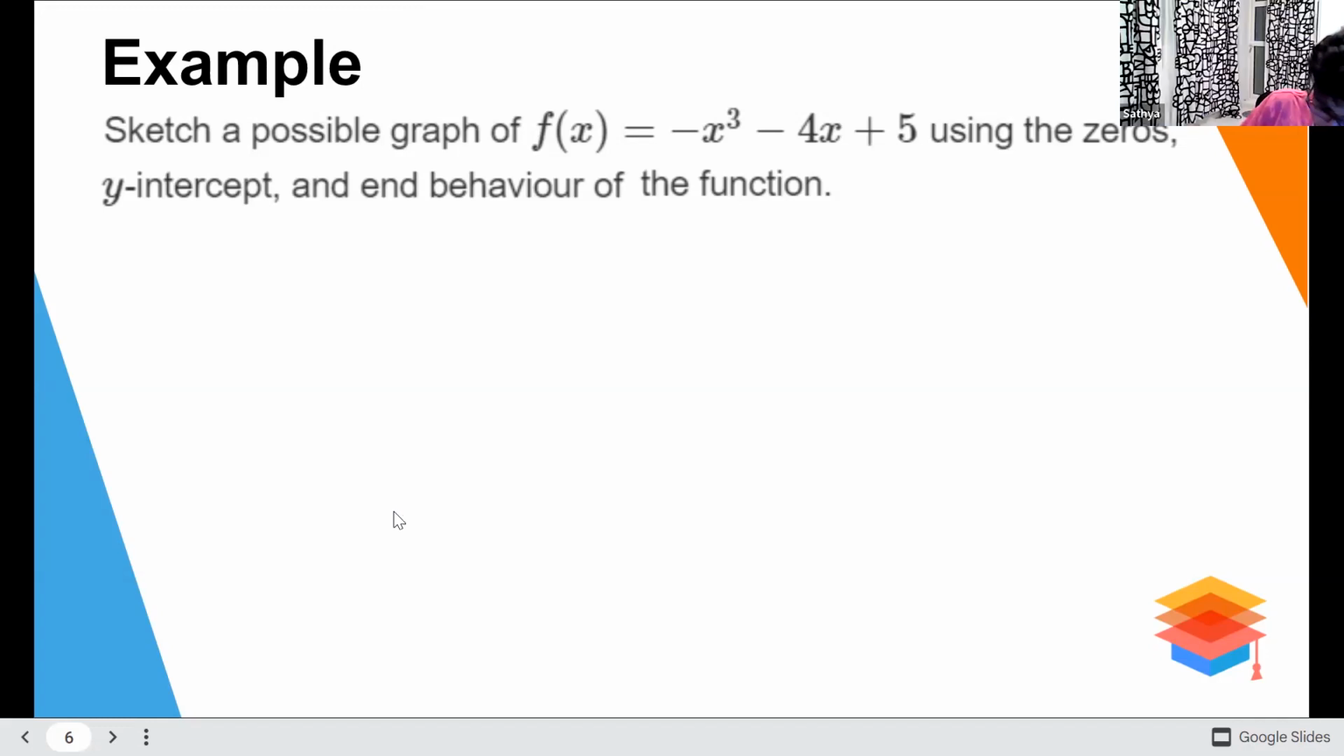So 1 is a factor. Okay, now that means 1 is a zero or root. Yeah, 1 is a root. So x minus 1 is a factor. Okay, now do polynomial division. So it will be minus x cube plus 0x squared, right? Yeah, correct.